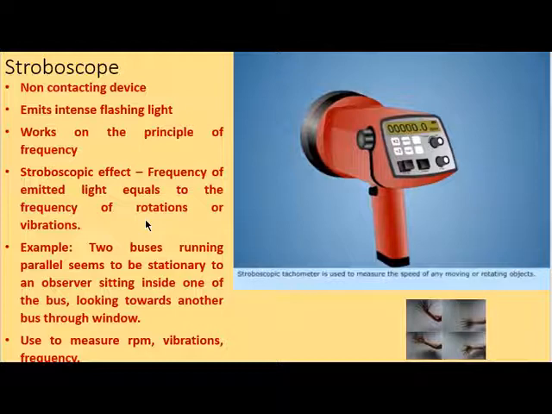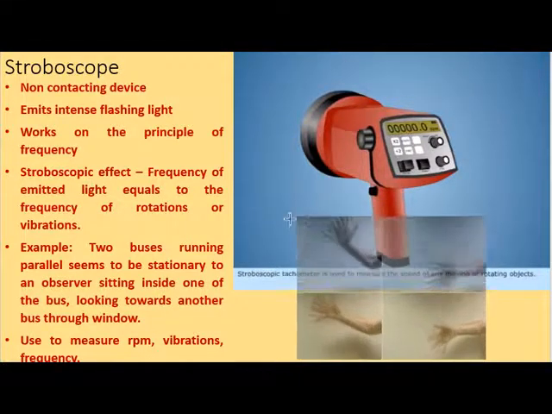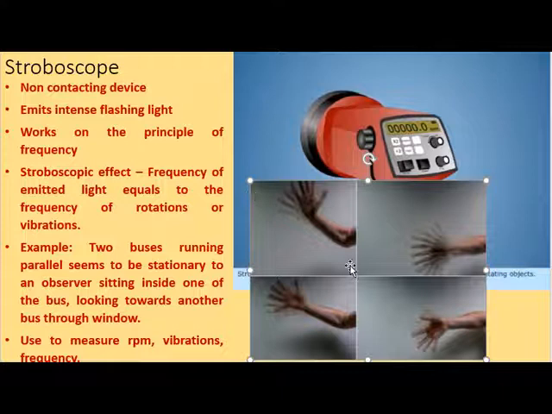So when both the frequencies match, the frequency of the emitted light from the stroboscope and the frequency of the rotating or vibrating object, they give us an illusion: the object which is actually rotating seems to be stationary. I will share one example with you.